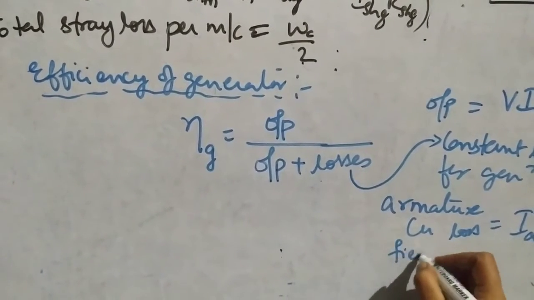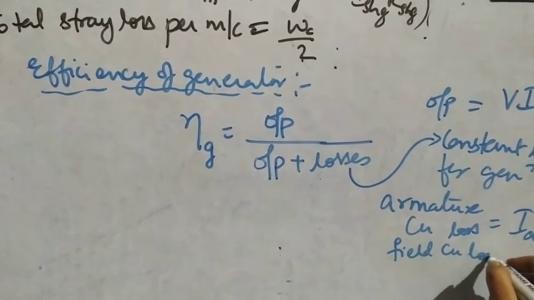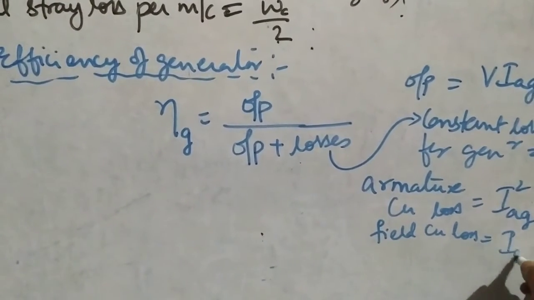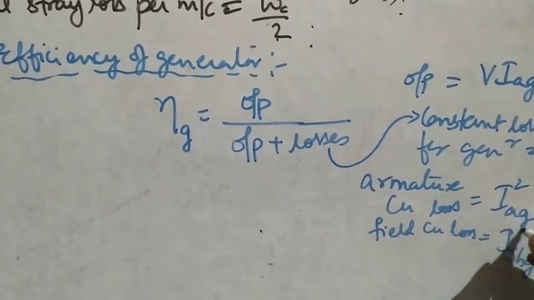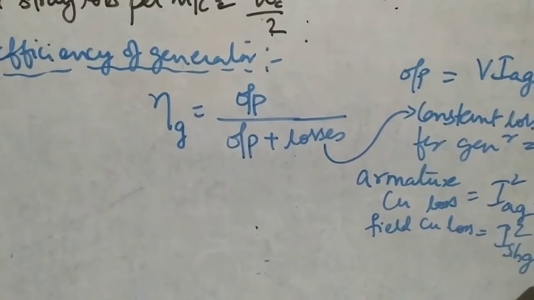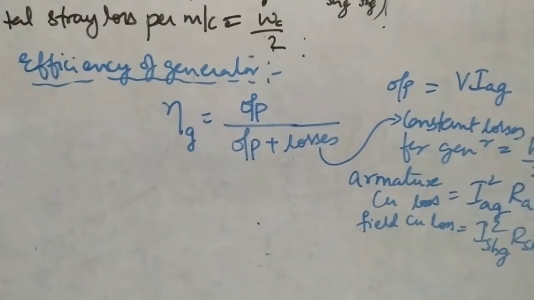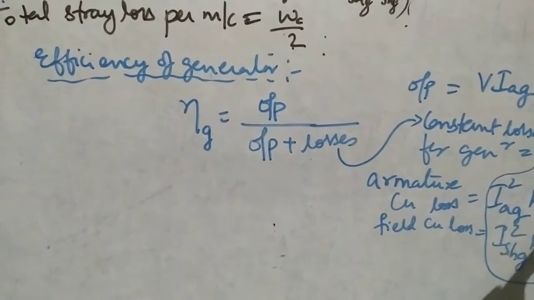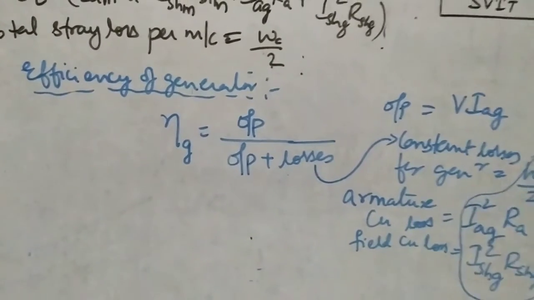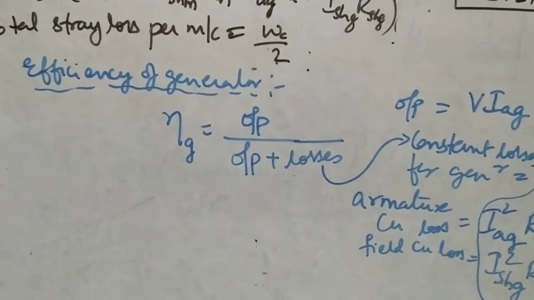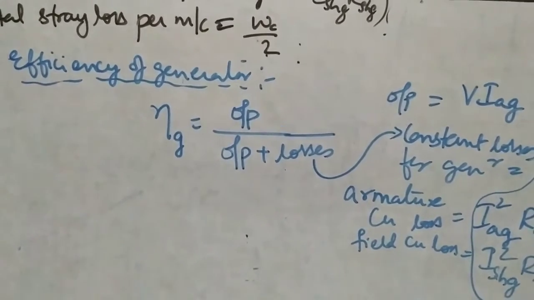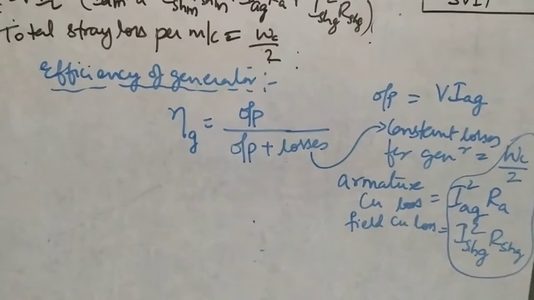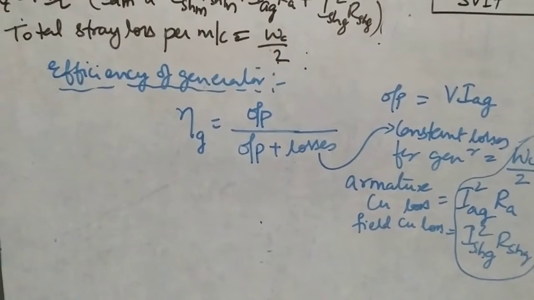Similarly, field copper loss, which is again with respect to the shunt field winding. So all these parameters we have to add up in the denominator. And in the output we have to write it as V into IAG. That is all about the efficiency of the generator.